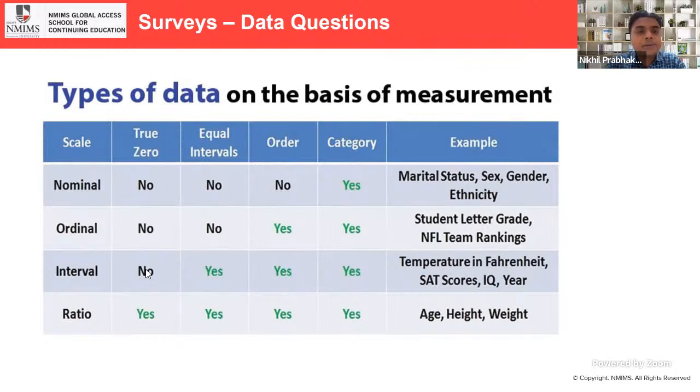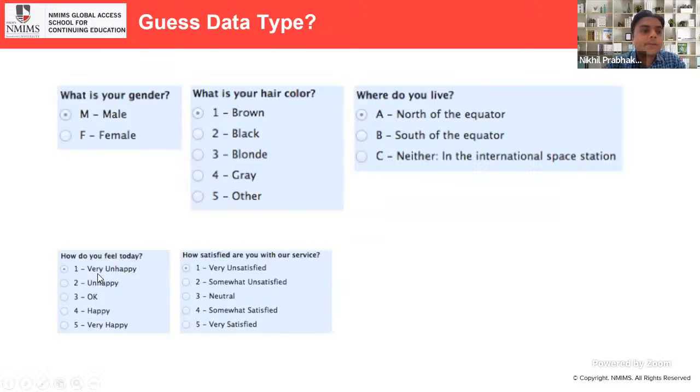Now I'll give you some examples, and then you try to guess which is the data type for this survey. Let me take you through this first set of questions. Look at this first question. What is your gender? Suppose in a survey you are asking this question to the audience for market research, then which type of question is this? Nominal, right? This is nominal data collection. What is your hair color in this case? What is your hair color, or where do you live?